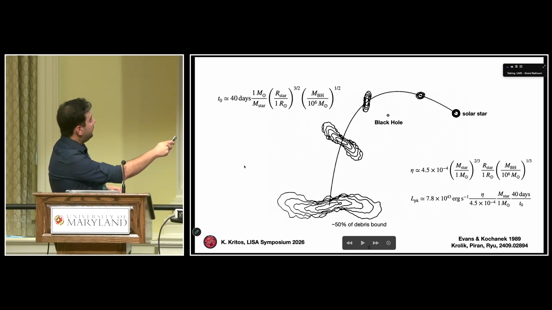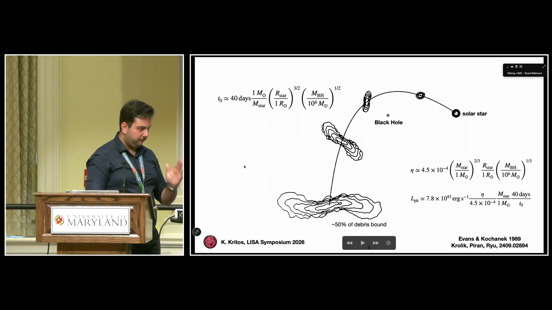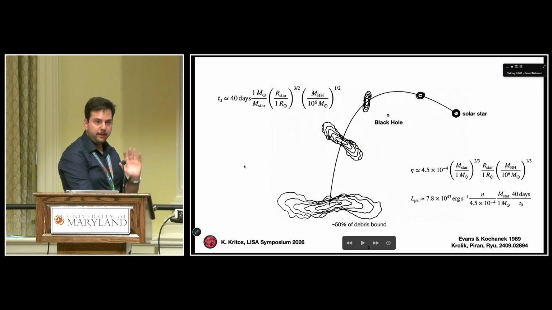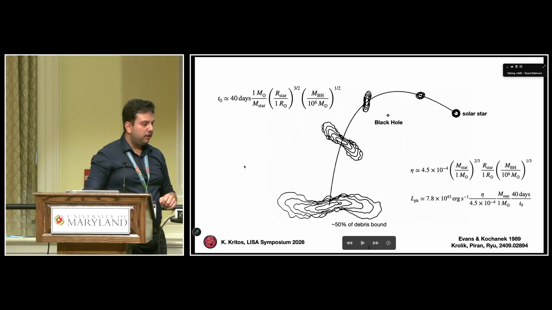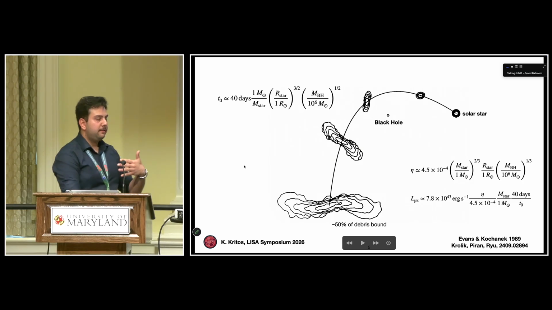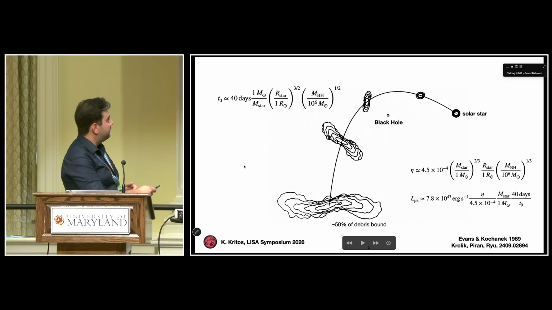And the time it takes for this debris to come back, if you apply Kepler's third law, you find it's something like 40 days. So in 40 days, the debris will come back. And you can ask the question, can we estimate an efficiency? And can we estimate the luminosity, let's say, for such a tidal absorption event? And these numbers come out here. So you have 10^43 ergs per second for this kind of event.